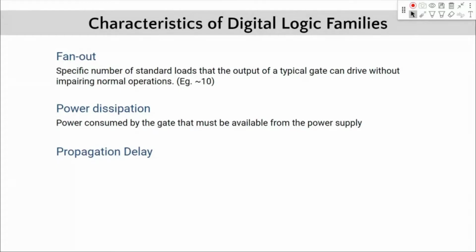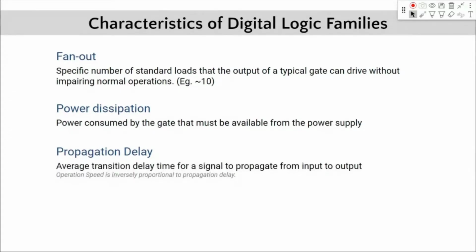Next is propagation delay. Propagation delay is the average transition delay for a signal to propagate from the input terminal to the output terminal. Like how much time will it take for a signal to enter the input terminal, get processed inside the circuit, and finally result in an output. This interval is called the propagation delay. And we understand that the greater the propagation delay, the lower the speed of operation, right? Operation speed is inversely proportional to propagation delay.